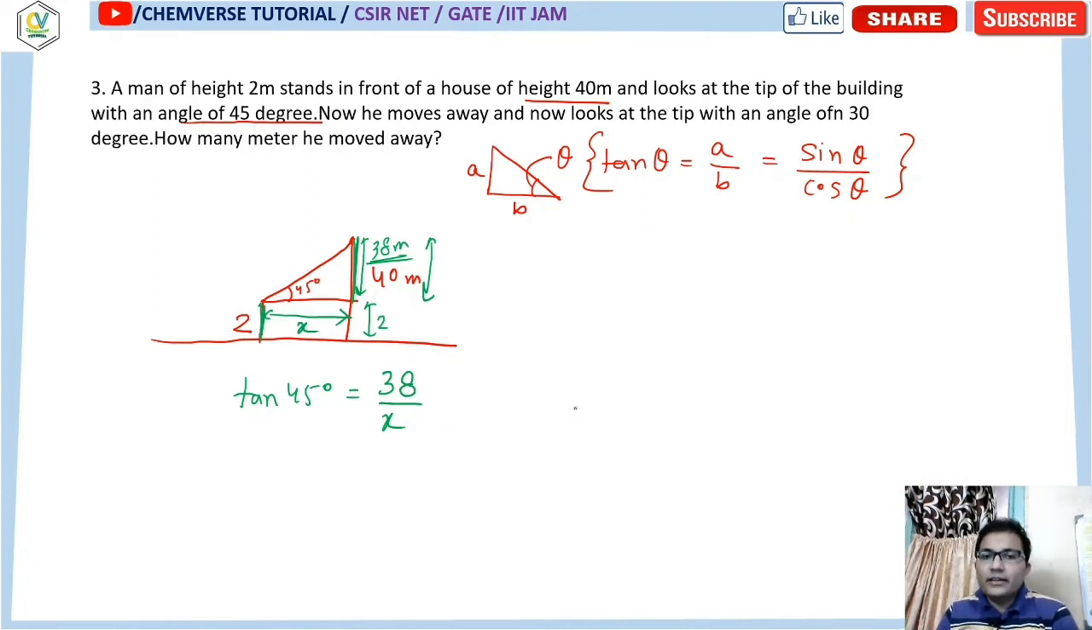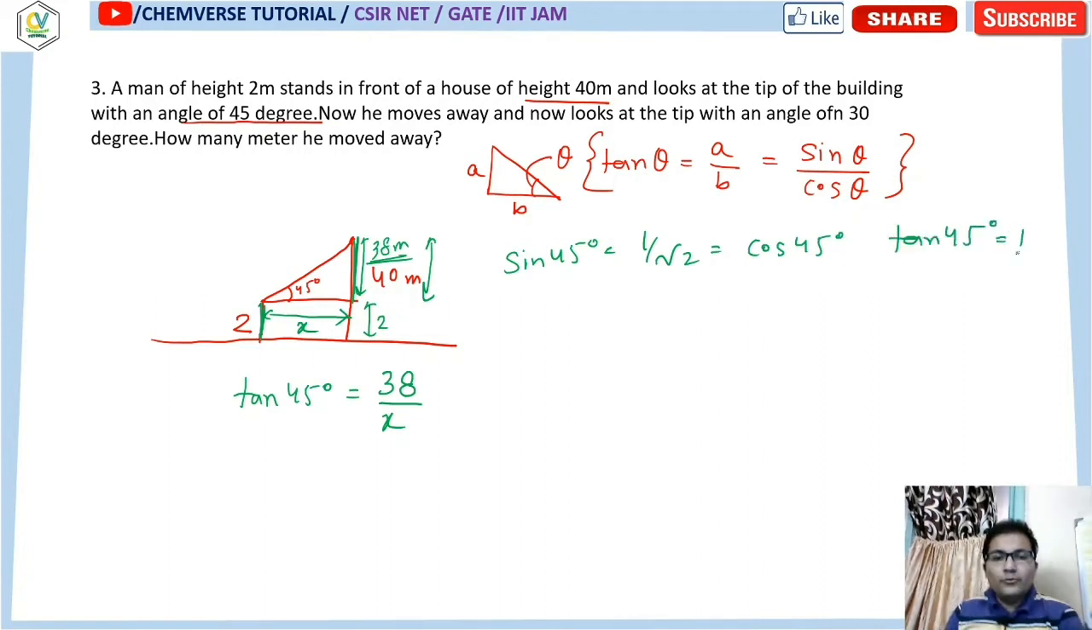Okay, tan 45. You know that sin 45 has a value of 1 by root 2, and so does cos 45 degree. So tan 45 degree has a value of 1, so x is 38. So this distance is nothing but your 38 meter.